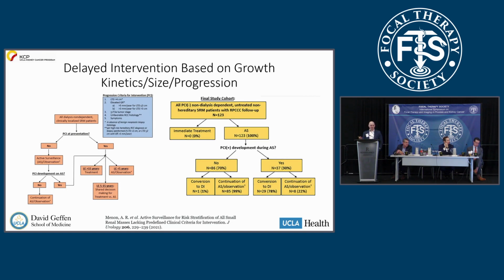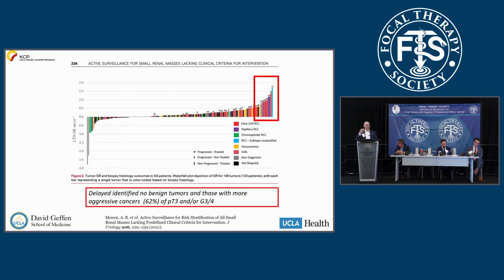Now, this is from my good friend and co-fellow, Eric Kaufman at Roswell, where he really put a large number of patients on active surveillance. And they really had defined thresholds to actually progress towards treatment. And he had a nice cohort of 123 patients where about 20 or so, about 30 progressed towards needing delayed intervention. And if you look at the growth rate of these and then look at the histology, none of these tumors which progressed on surveillance at the time of a partial nephrectomy were benign. And the majority of them were either T3 or they were grade 3 and 4.